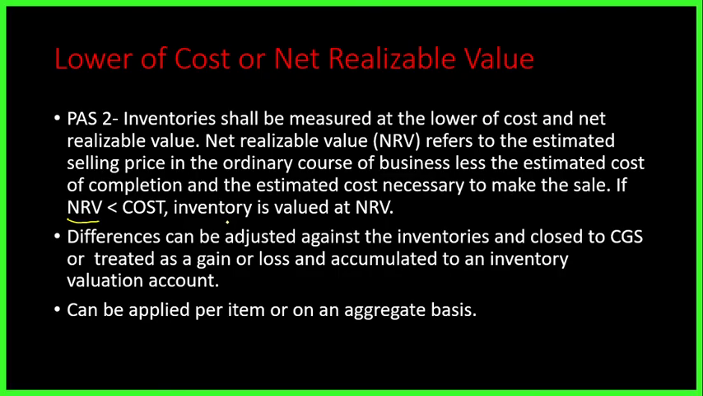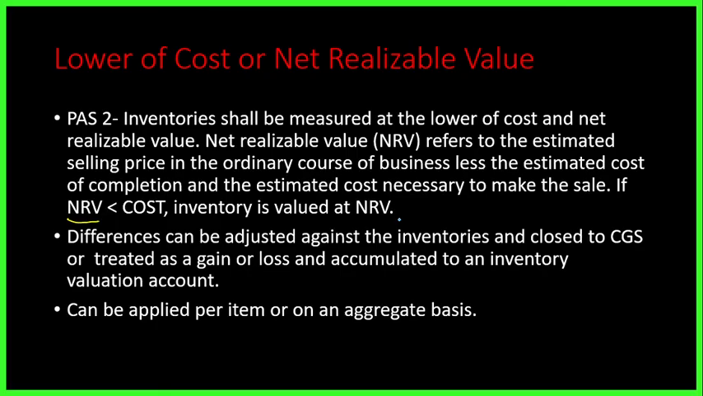And then, additional packaging of this, no? Of your product, for the cost of completion. Okay. So, that's now the market value. That's why in some books, it's lower of cost or market value. Now, the differences can be adjusted against your inventories and closed to cost of goods sold. That's the first method, no?